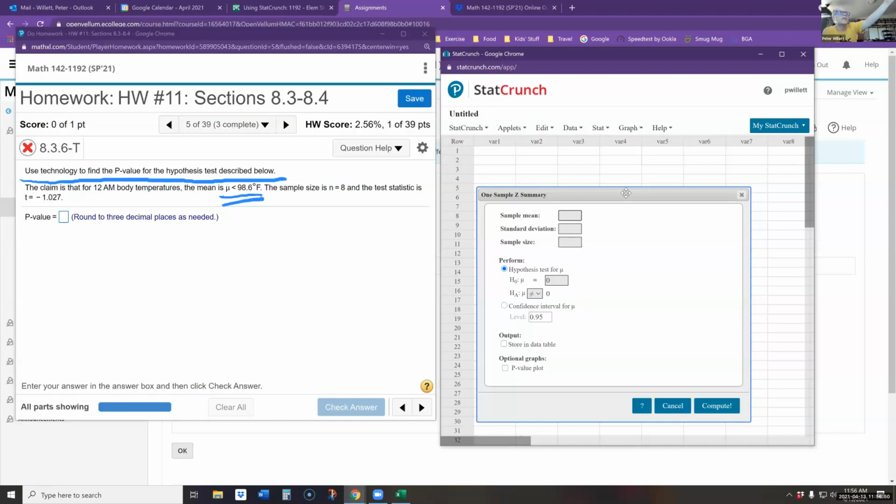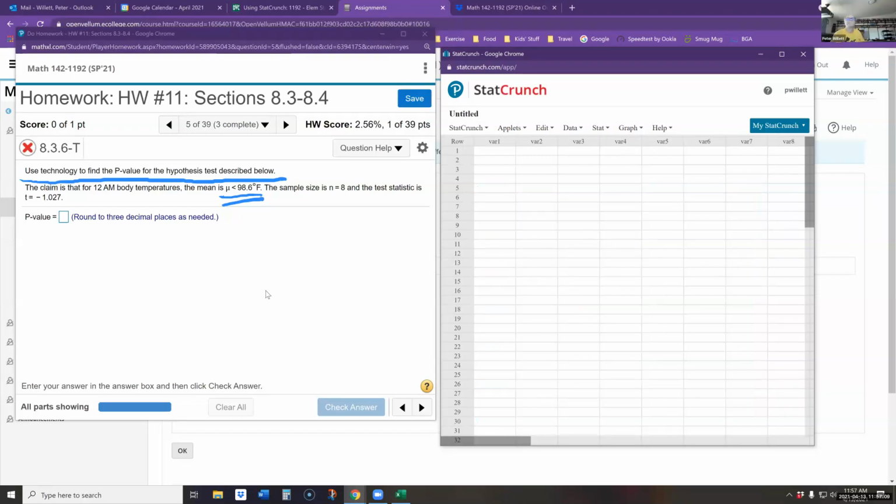And they are telling us it's a t-distribution. So it does feel a little funny to pull up a z tool when they're telling us a t-distribution value. And notice the z tool also wants the sample mean and sample standard deviation. Now we don't have those things. So neither of those tools will work.